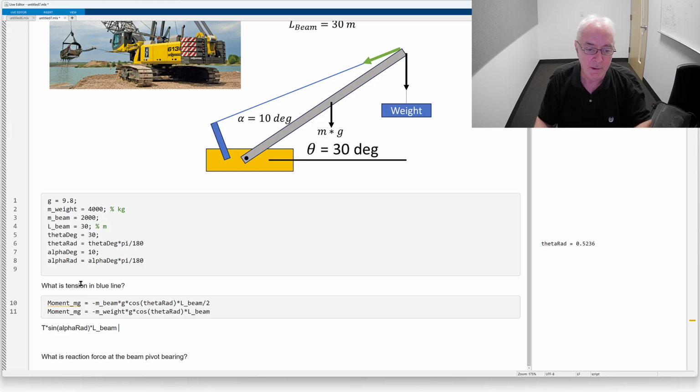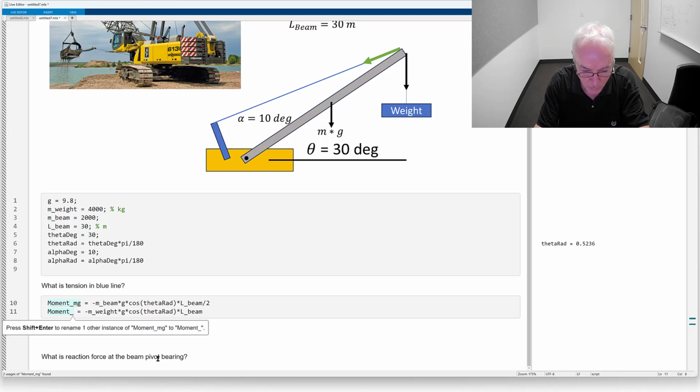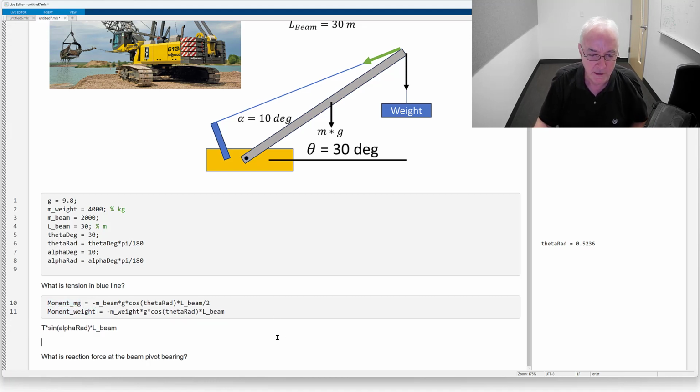Okay, and so summing that with these two moments, oops, I gotta get that name right. This one we call weight, will be equal to 0. And so just to be as efficient and brief as possible, I'm going to go ahead and do the move of subtracting both sides by these values. So let's go minus moment_mg minus moment_weight, right?